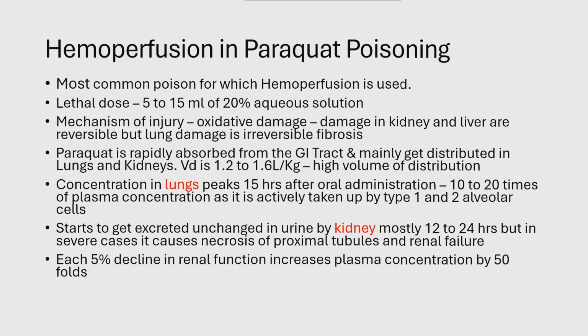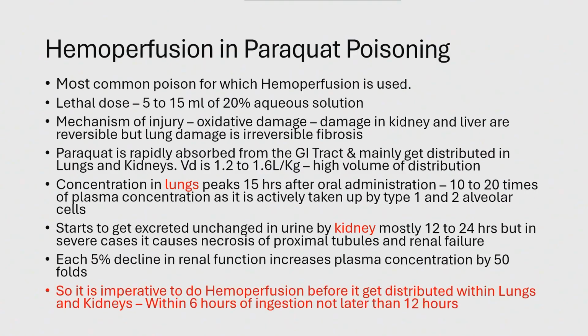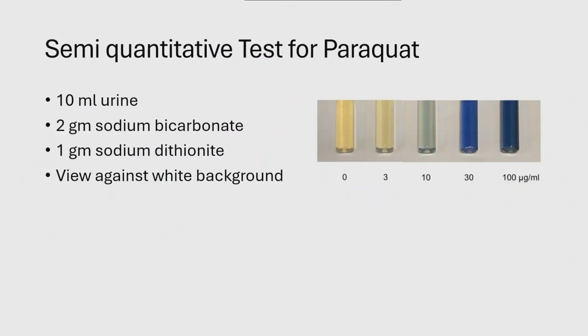So in 12 hours the whole story is over if it is severe poisoning. So whatever you have to do, you have to do very, very early. After 12 hours, the concentration in the lung will be very, very high. There will be alveolitis, and later on the patient will develop pulmonary fibrosis. So you have to do it within 6 hours and not later than 12 hours.